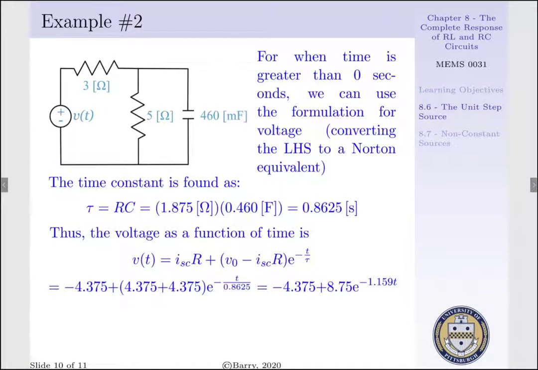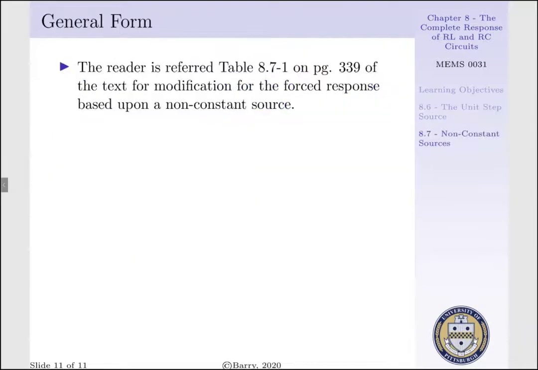Thus, we can say our voltage as a function of time is equal to minus 4.375 volts, plus our initial voltage, which was 4.375 volts, minus the negative of 4.375 volts, e to minus t per tau. Or our voltage as a function of time is equal to minus 4.375 volts, plus 8.75 e to minus 1.159 t.